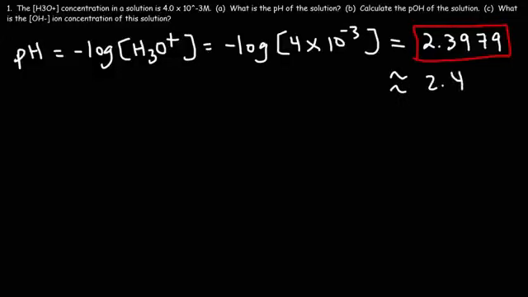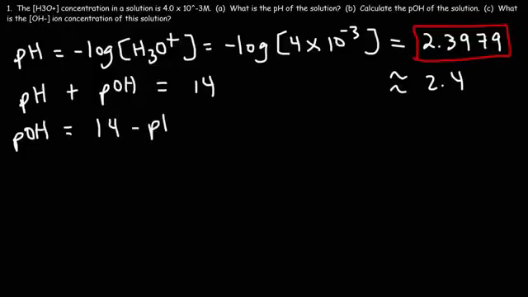Now let's calculate the pOH of the solution. The pH plus the pOH adds up to 14. So if you rearrange the equation, the pOH is going to be 14 minus the pH. So 14 minus 2.4. 14 minus 2 is 12. 12 minus 0.4 is 11.6. So the pOH is going to be 11.6.